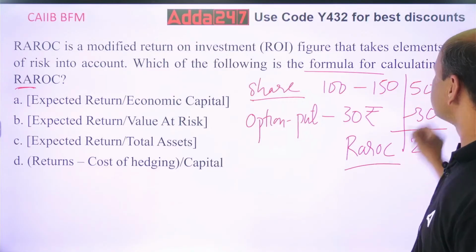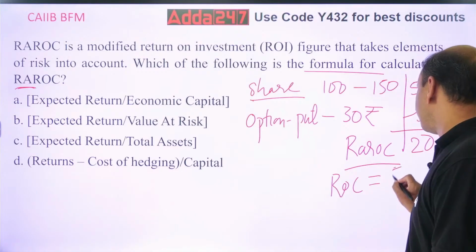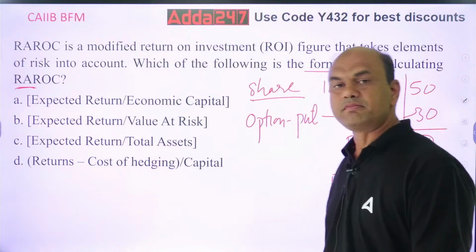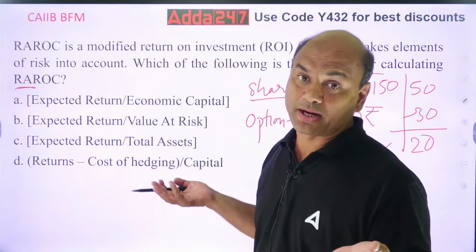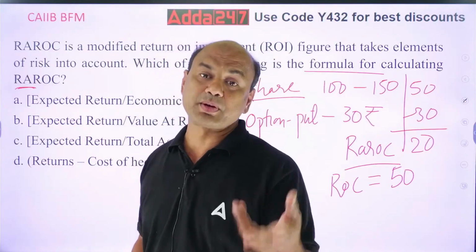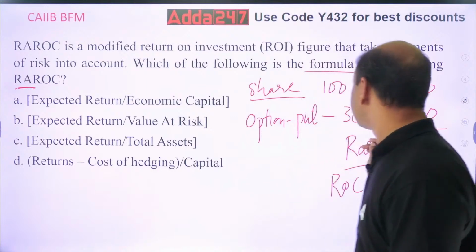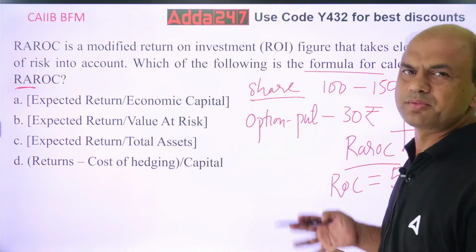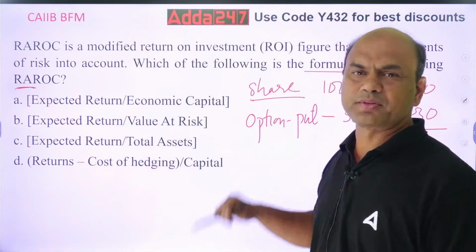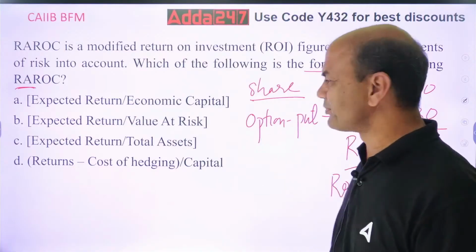But what is my ROC? Understand the difference between ROC and RAROC. ROC is 50. Return on capital is 50. But if I adjust for the risk, then it goes down to 20 because of this premium. Of course, this premium is not that huge. It's never that big. For an investment of 100, you can't have a premium of 30. It will be hardly 5 rupees. So this is just an example I gave.